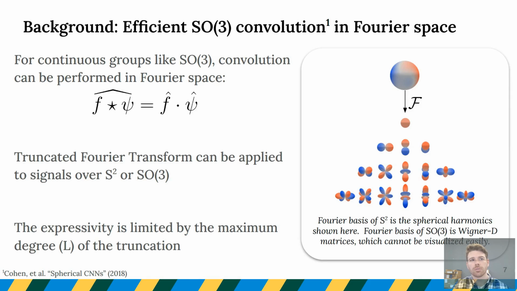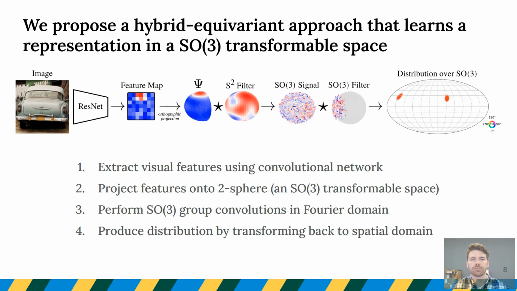Convolution with continuous groups can be efficiently performed in Fourier space using the convolution theorem. To make the computation tractable, the representations are expressed using a truncated Fourier series. On the right, we illustrate the Fourier transform of an S2 signal into spherical harmonics with degrees 0 through 3. In the literature, the benefits of SO3 group convolution have only been explored for 3D input representations such as point clouds or 360 camera images.